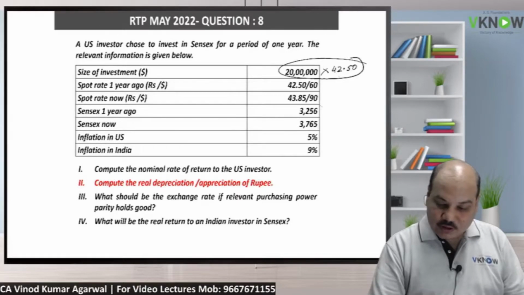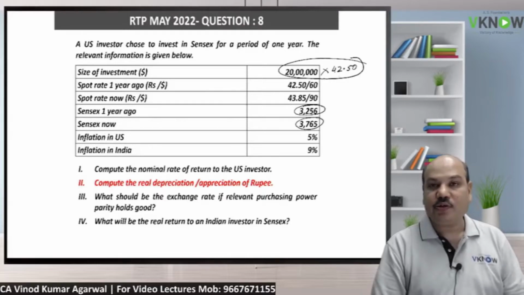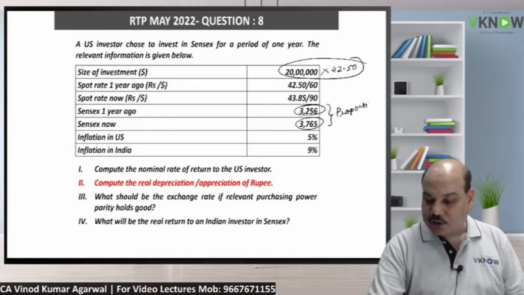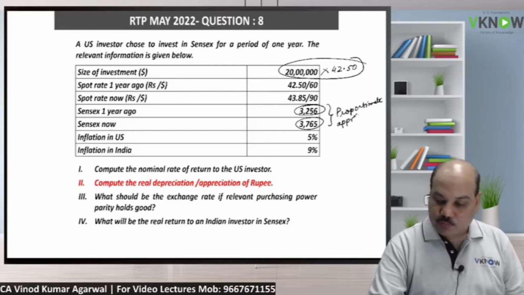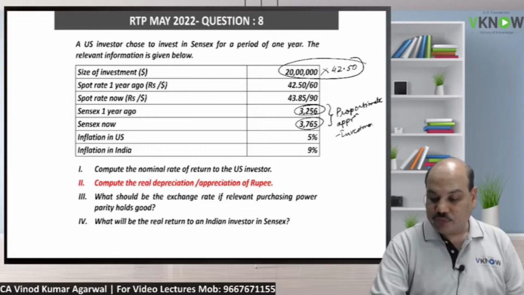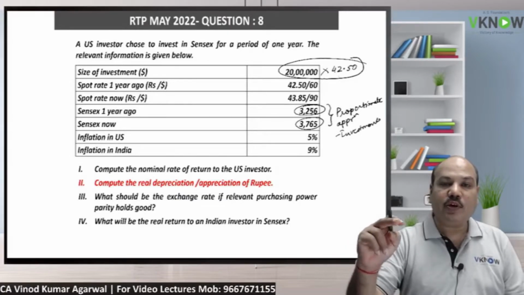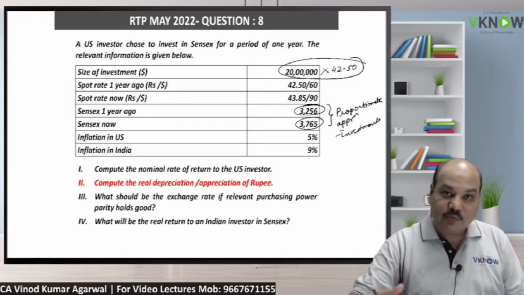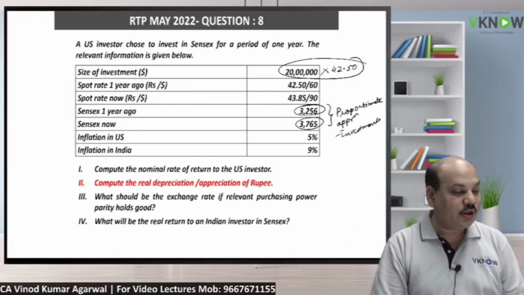And that time the Sensex was 3256. Now the Sensex is 3765. So we will assume proportionate appreciation in the value of investment. So we can find out what is the value of investment now in rupee, and then he will take that rupee back to his country.